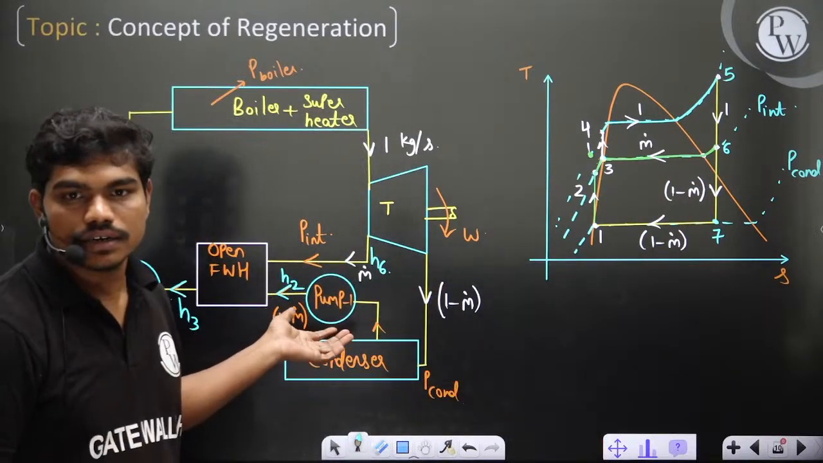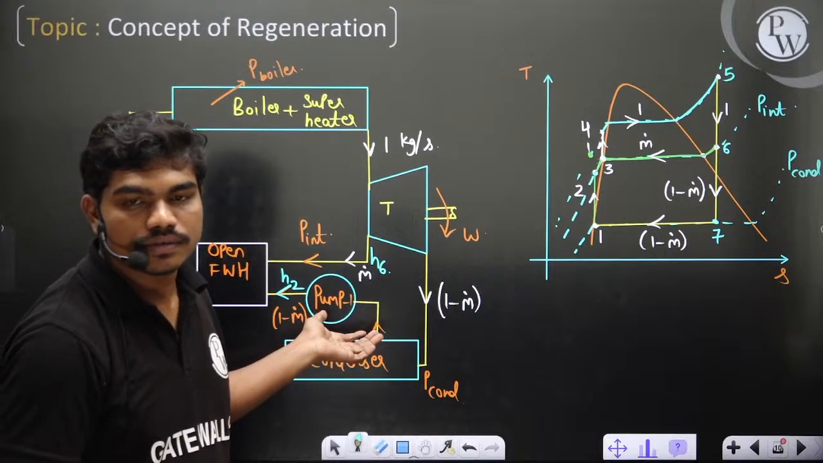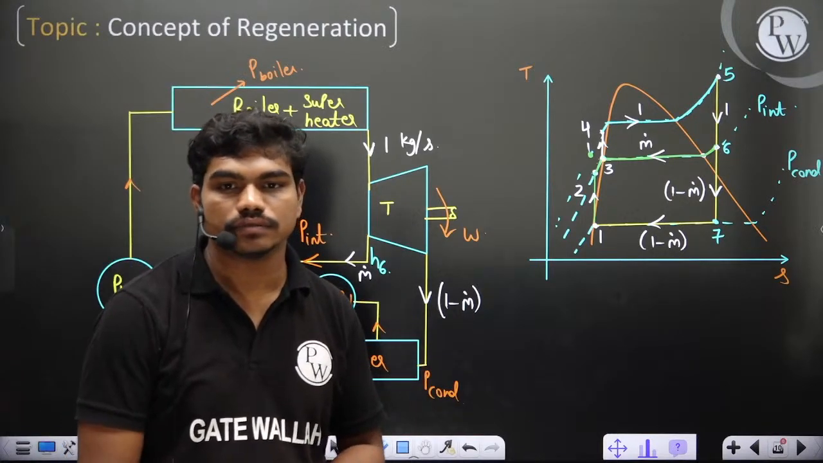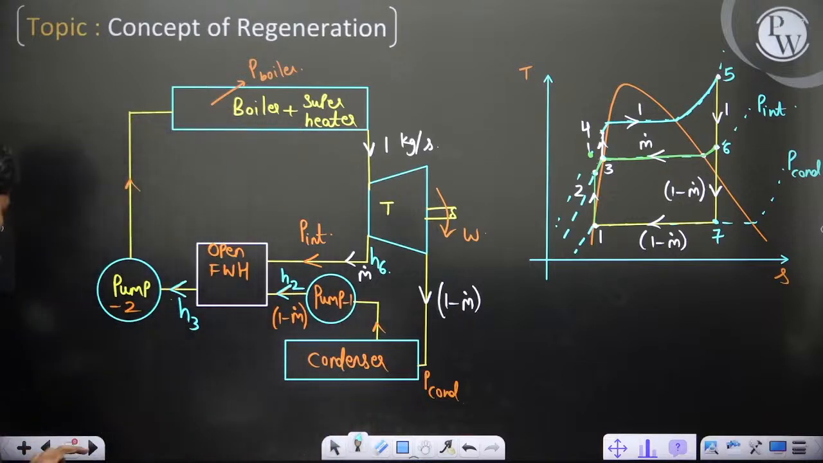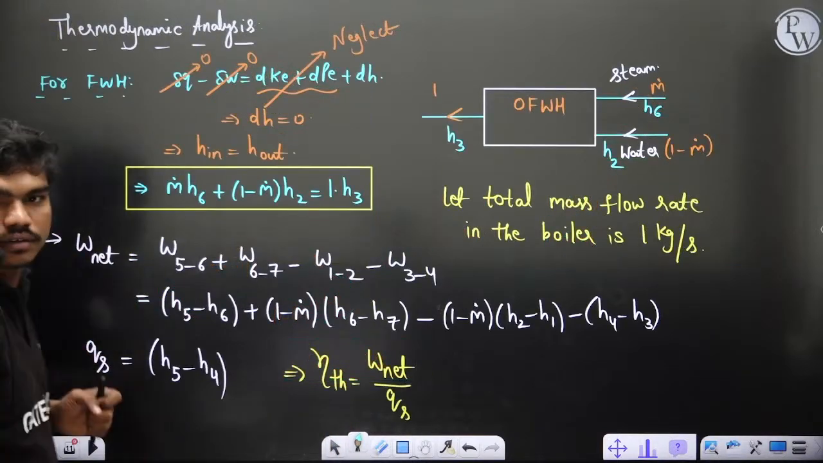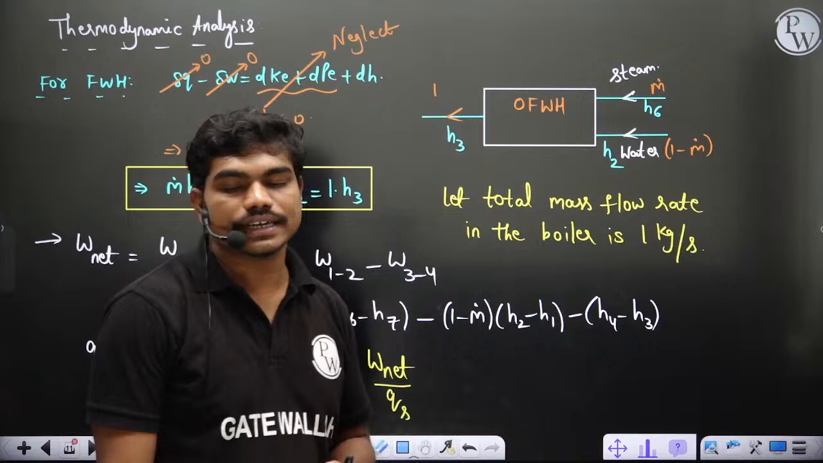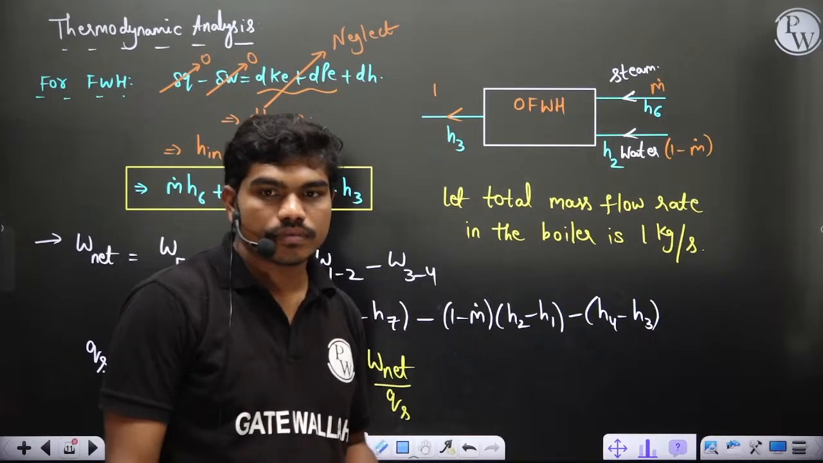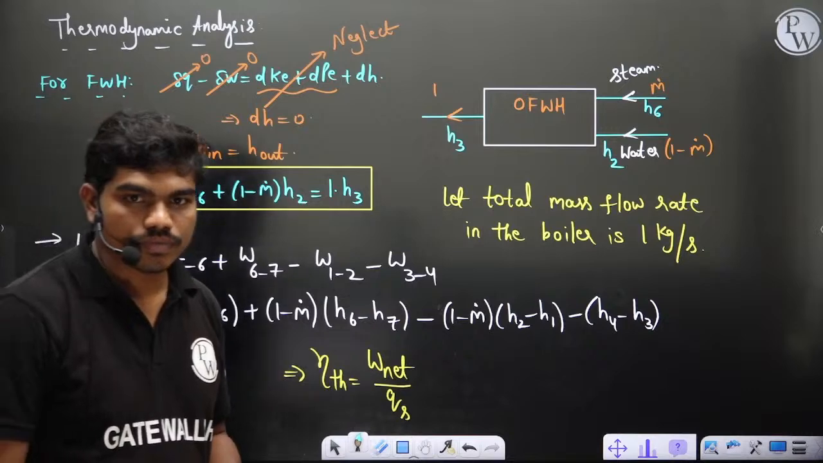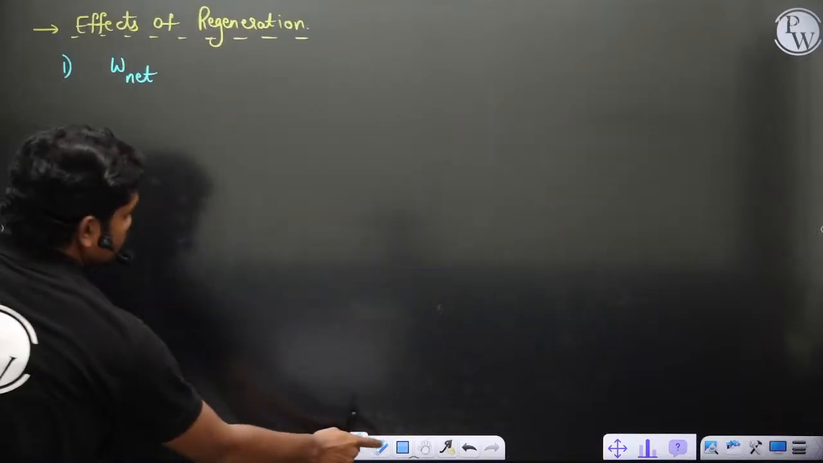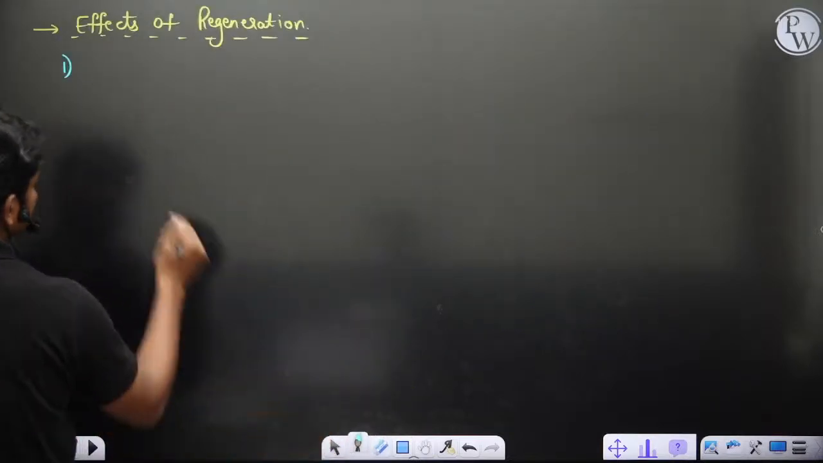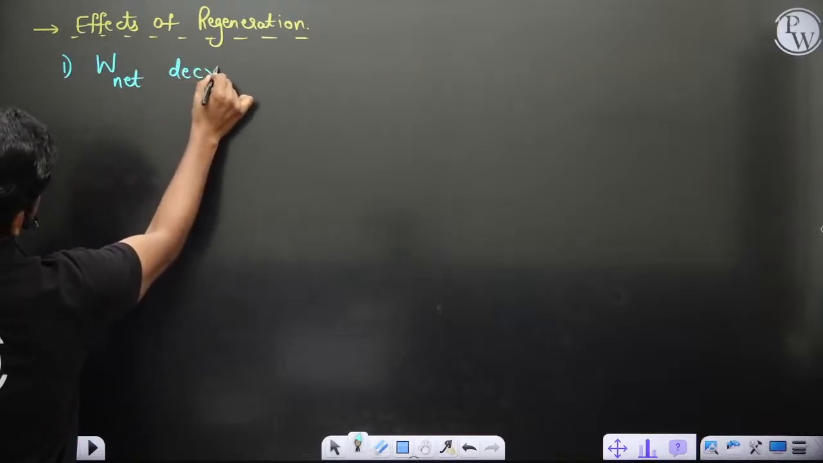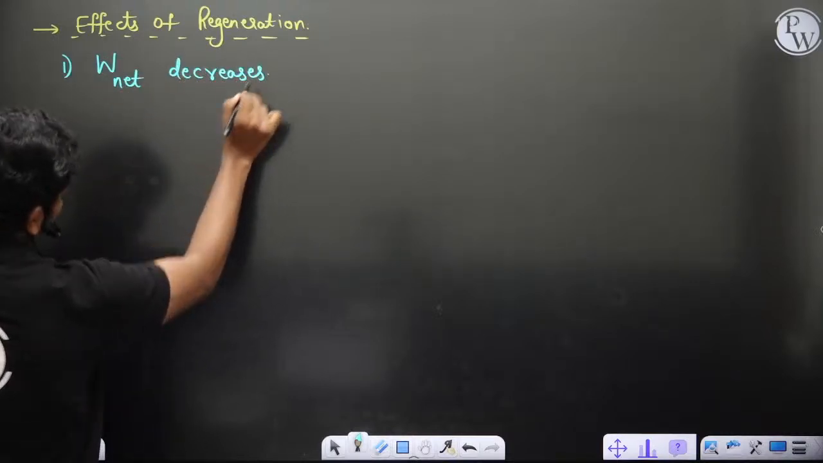In this case, net work output, will it increase or decrease? See this W net, it will increase or decrease? I think I should write capital W, okay, better. Decreases. See why? I'll tell you.